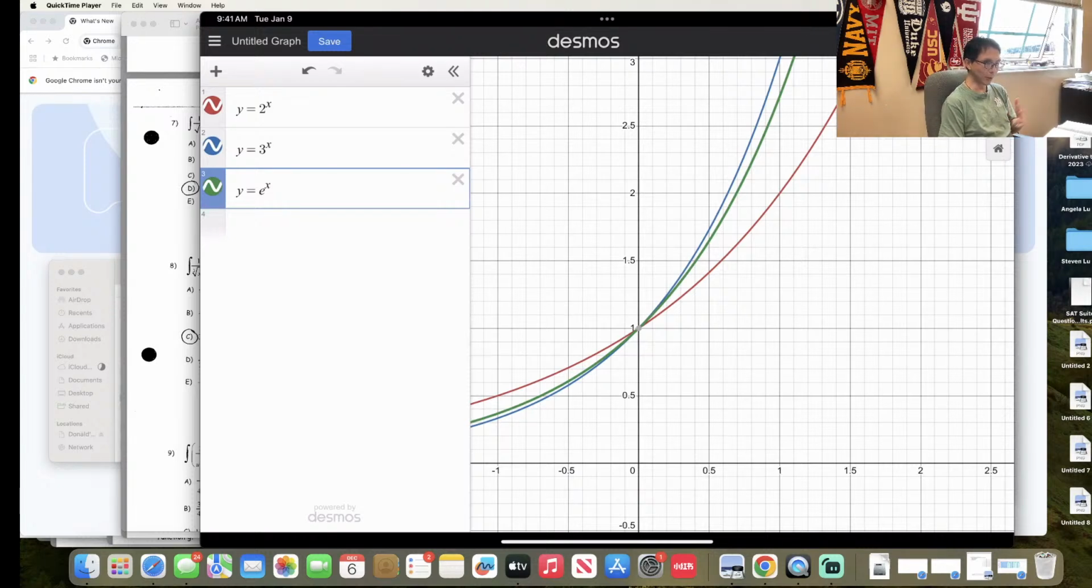The slope of e is interesting. At every single point, they have very interesting ideas. Any question about this part? It's just between 2 and 3.